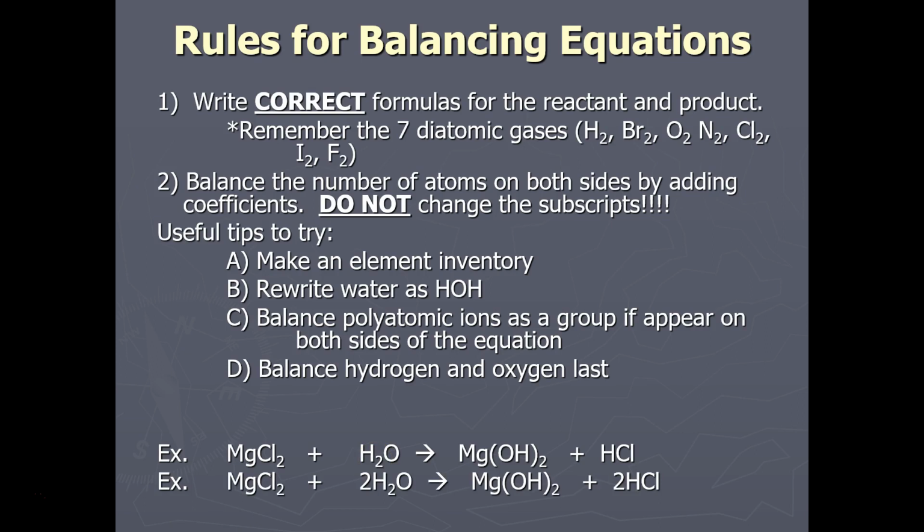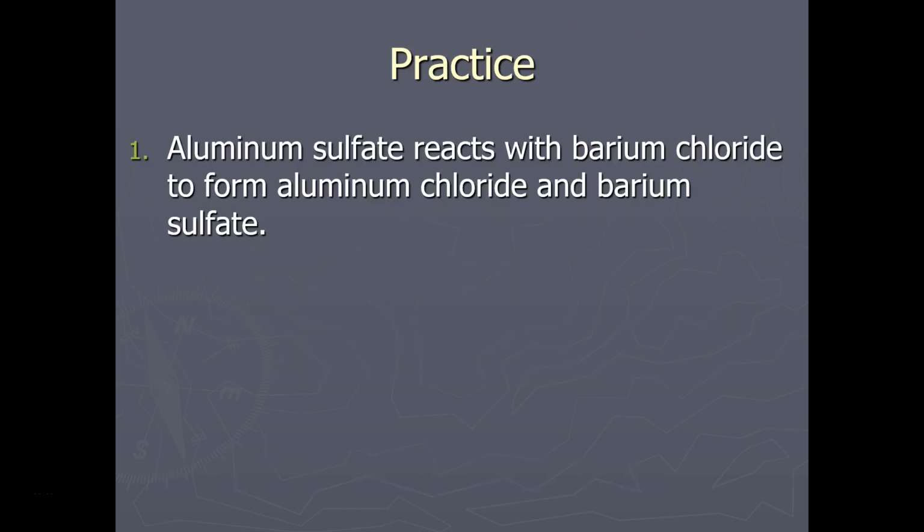Let's practice that a little bit more. So I said you'll also sometimes be given a word problem. So let's practice that. You're told aluminum sulfate reacts with barium chloride to form aluminum chloride and barium sulfate. Oh, that can seem really overwhelming, but it's not. You know how to do all of this. What's the formula for aluminum sulfate? What's the formula for barium chloride?